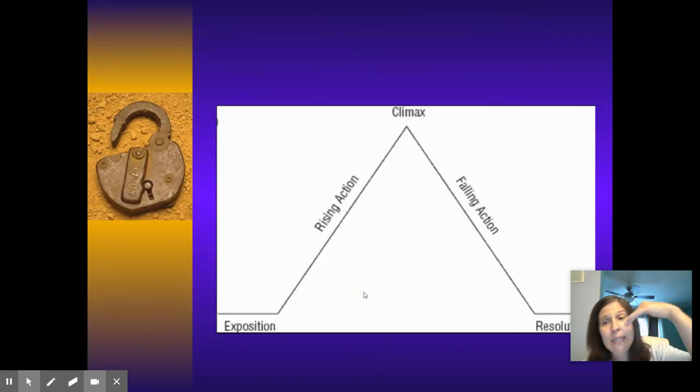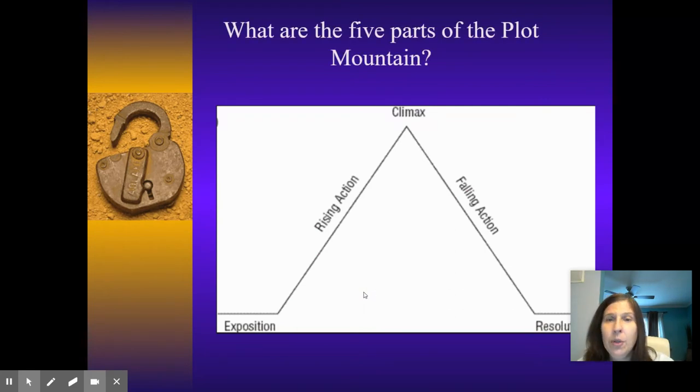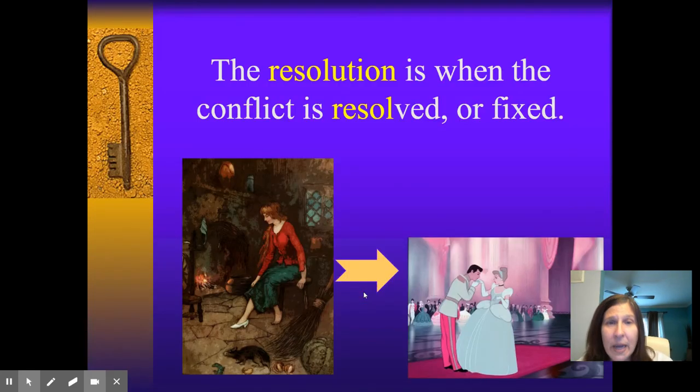And then we start going down the mountain. The falling action, a couple of things might happen. And then we get to the resolution. And the resolution, you can see it says when the conflict is resolved, but you can also see the word solution, like the solution to the problem. This is a picture of Cinderella. And then the problem is resolved and she gets to be with the prince. She has a terrible life in the beginning and she gets to have her happily ever after at the end.